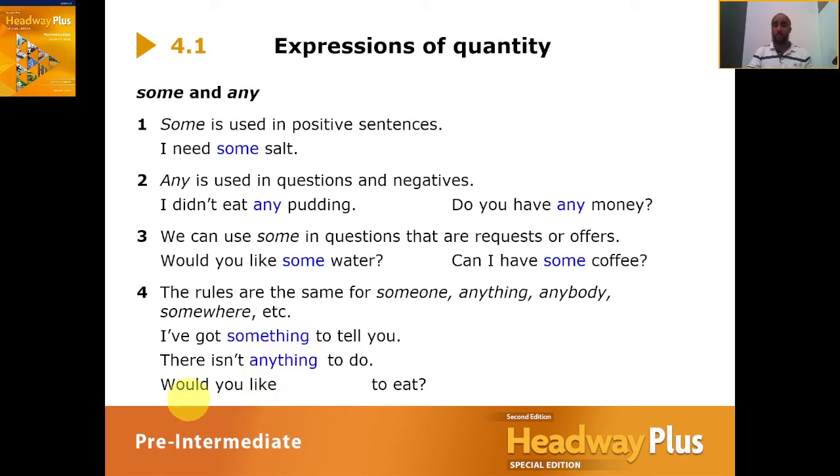And the last one, if you notice, we have the word would. Remember, if you see would, then we're going to use some. So here we're going to say, would you like something to eat? If you notice, it follows the same rule. The first one is a positive sentence, so we're using some. The next one is a negative, so we're using any. And finally, we have a question with would, so we use some. Okay, excellent.